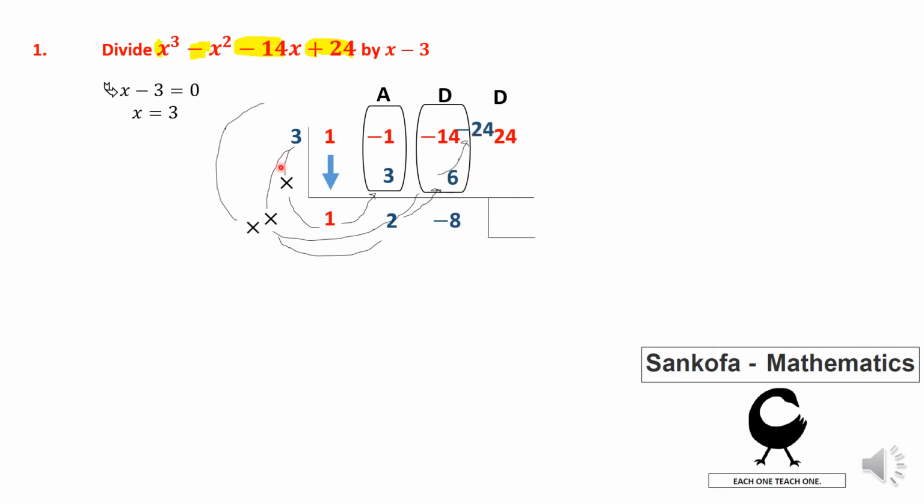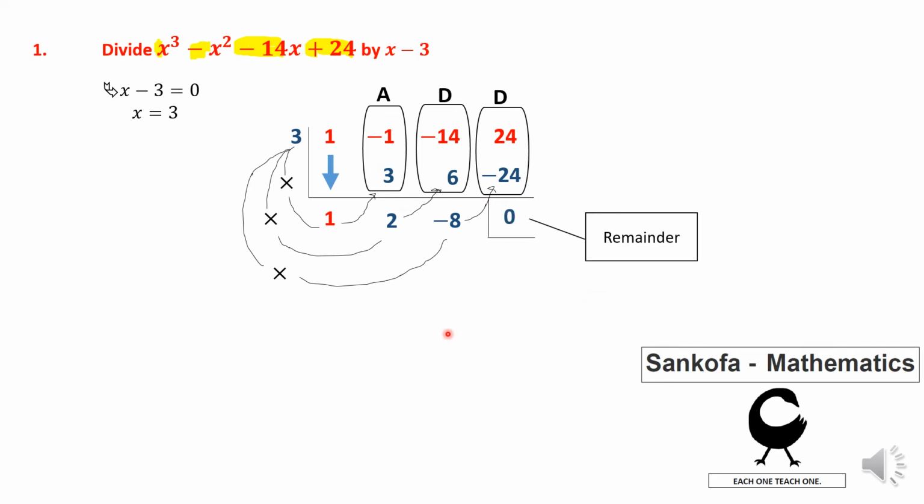And then again, we multiply the 3 times the -8. And 3 times -8 gives you -24. And once you add this one, you realize that you get 0 here, which is our remainder. So these are now the coefficients of my quotient, the answer that I get from division. This is x raised to the power of 3, so our answer will be 1 less degree than that. It's going to be 1x squared plus 2x minus 8 with a remainder of 0.